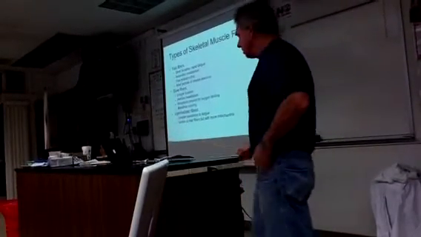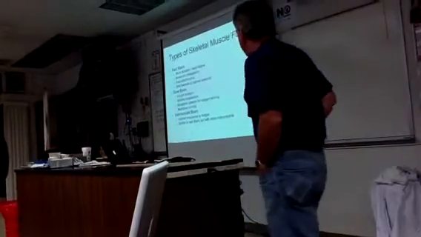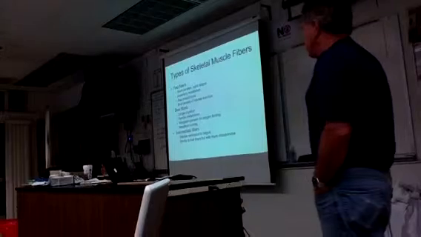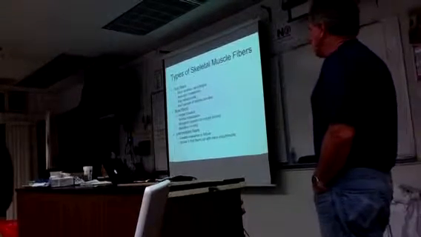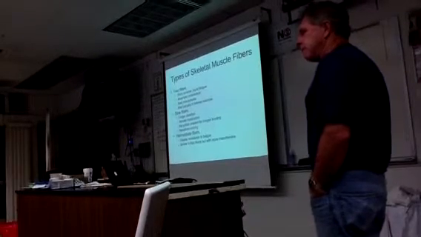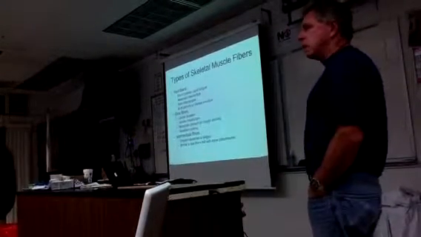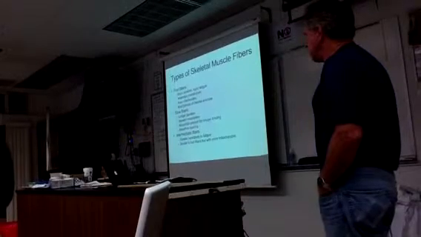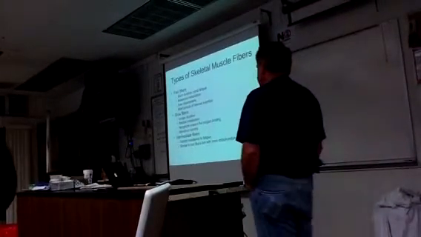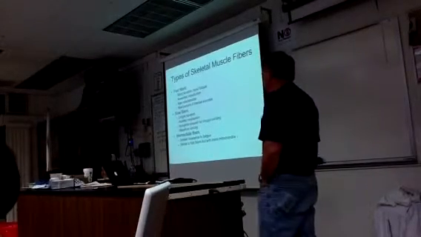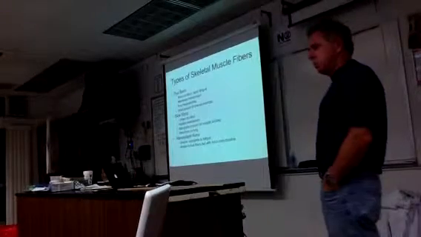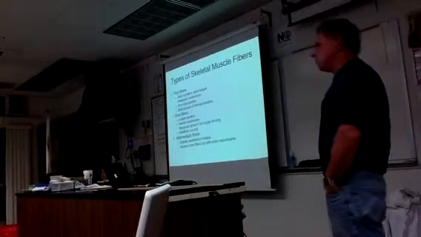Fast, slow, intermediate. Fast fibers, fast skeletal muscle fibers, are adapted for brief periods of intense exercise. They basically operate at an anaerobic level. They're very fast twitch, so to speak. So let's look at an athlete who might be highly adapted in the fast fiber mode. Brief periods of intense exercise.